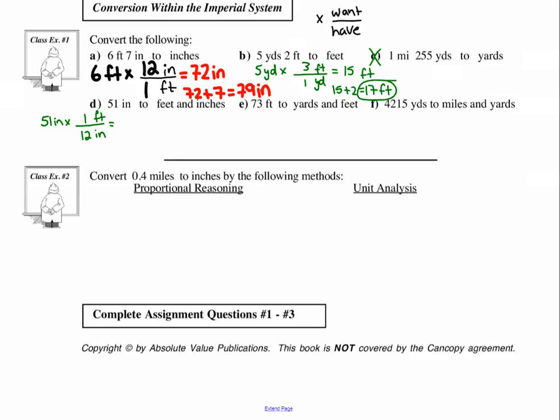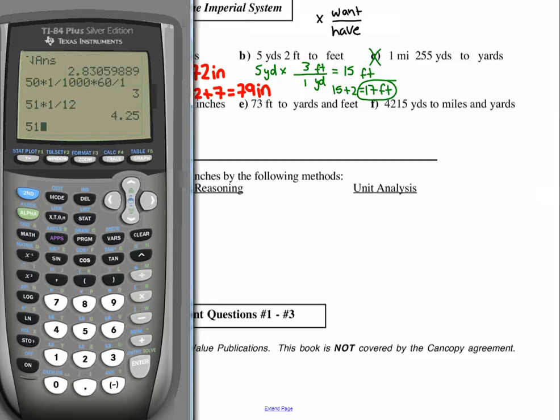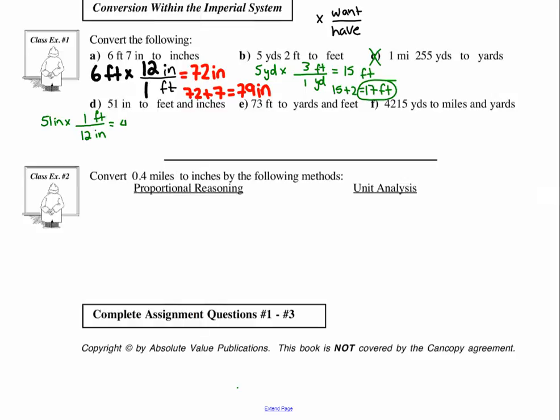Multiplying by 1/12 is the same thing as dividing by 12. So when you type this in your calculator, it's not going to give you a whole number. So times 1 over 12, or you could also go 51 divided by 12. It gives me 4.25. Okay? 4.25, what unit is this? Feet, because the inches cancel. This is 4.25 feet.